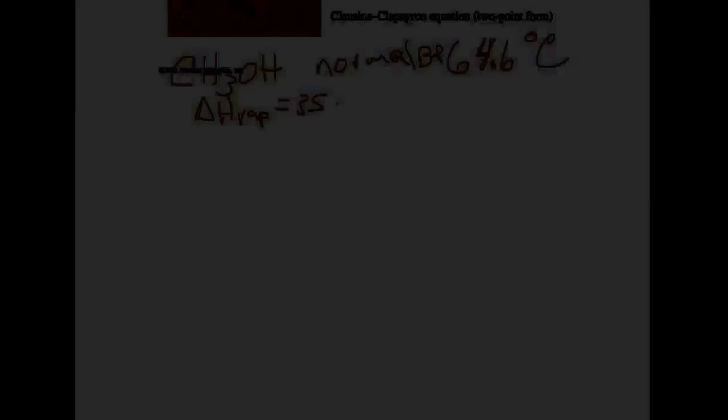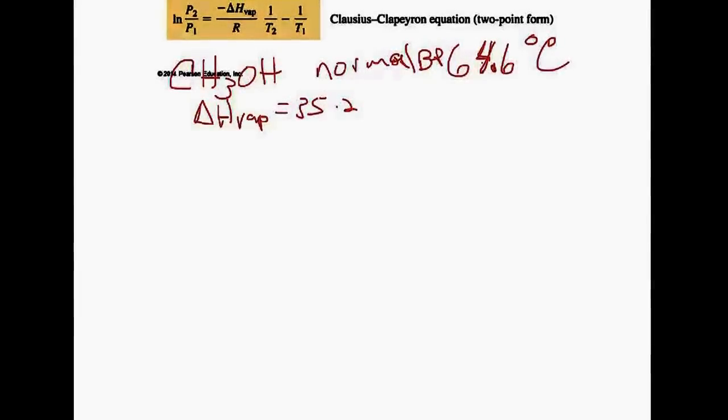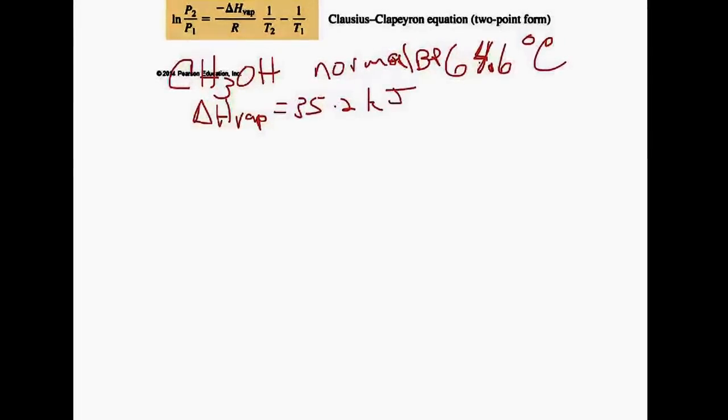And the delta H of vaporization for the methanol is 35.2 kilojoules per mole.